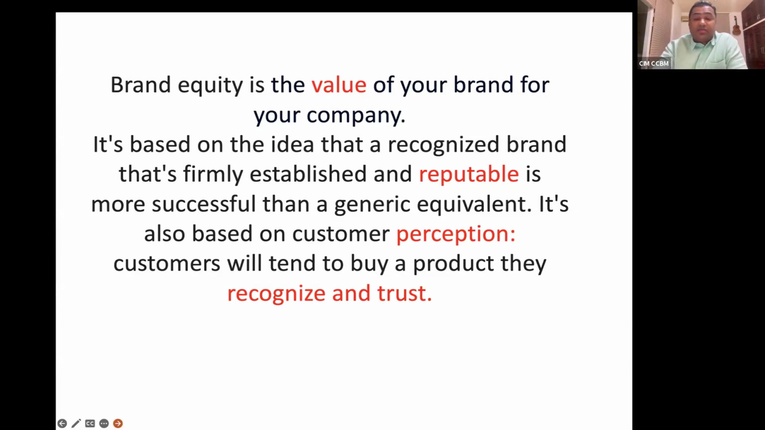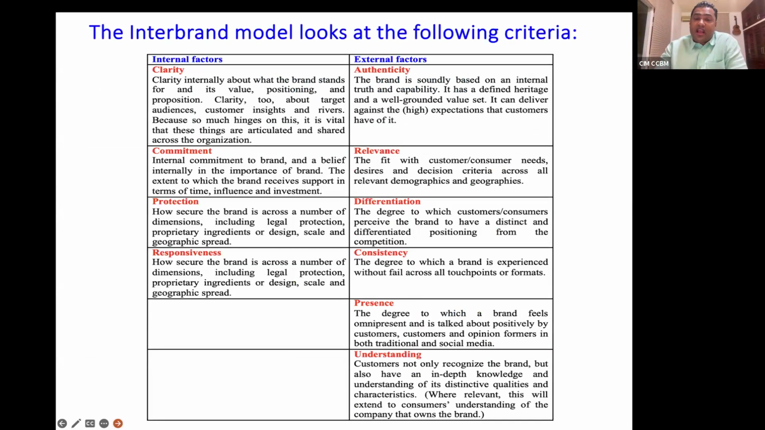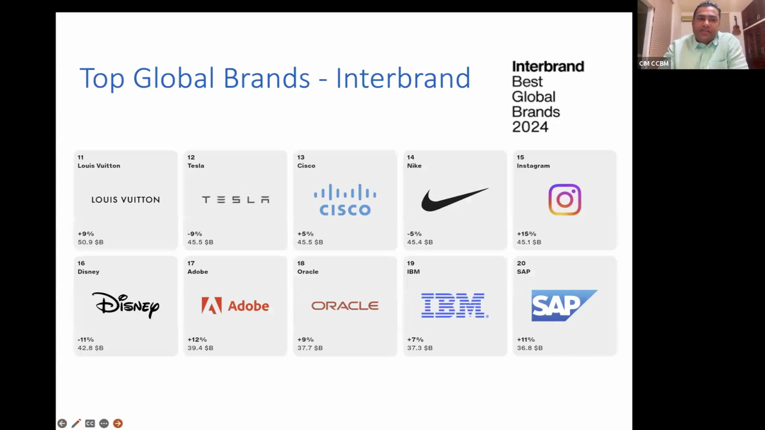It's also based on customer perception, how they perceive the brand. Customers will tend to buy a product they recognize and trust. So a brand manager's job is to build that recognition, that awareness, and the trust. So if we look at Interbrand, which is a global branding consultancy, a US company, they look at 10 factors, internal factors and external factors, in valuing and coming up with this brand ranking each year, right?